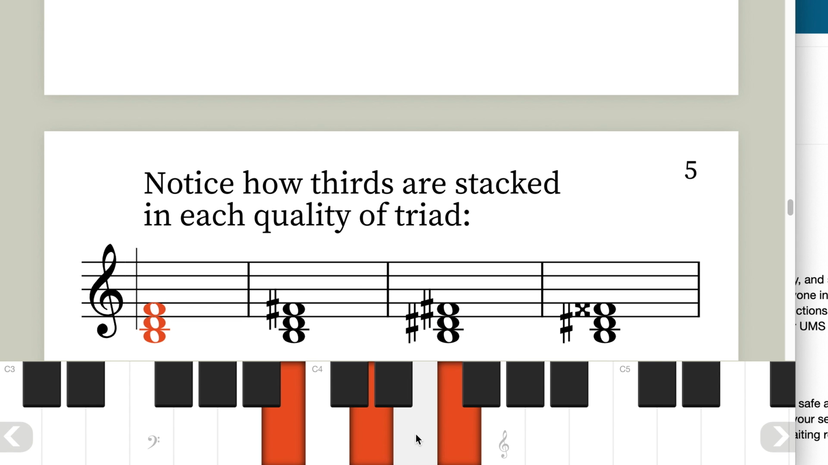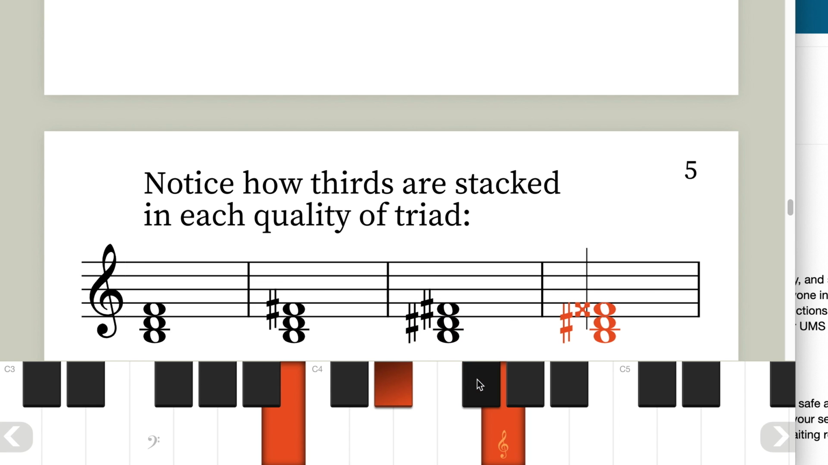So notice how the thirds are stacked. Diminished triad, minor third, minor third. Minor triad, minor third, major third. Major triad, major third, minor third. Augmented triad, major third, major third. What's this interval from B to F double sharp? You see it on the piano keyboard and you think it's a G. You look at it on the staff, it appears as an F double sharp.